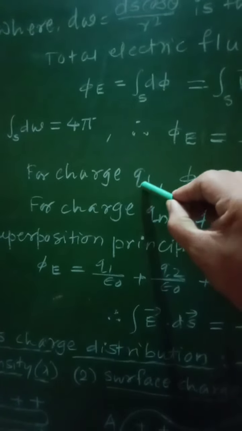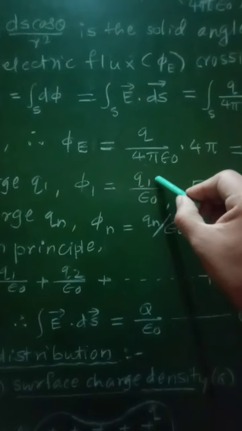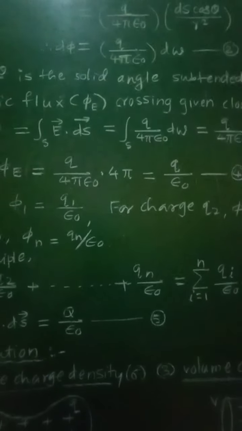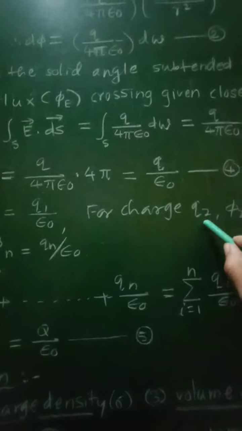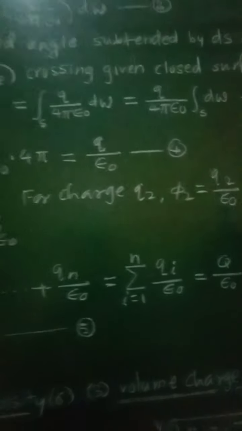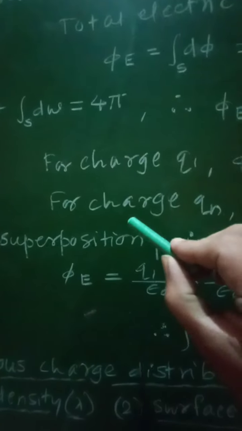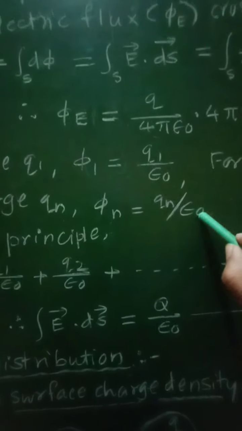Now the total flux due to charge q1 over the given closed surface is phi 1 equal to q1 upon epsilon 0 by using this fourth equation. Then similarly the total flux for charge q2 over the given closed surface will be phi 2 equal to q2 upon epsilon 0. Similarly, if we proceed up to n charges, then the total flux for the nth charge, phi n, will be equal to qn upon epsilon 0.